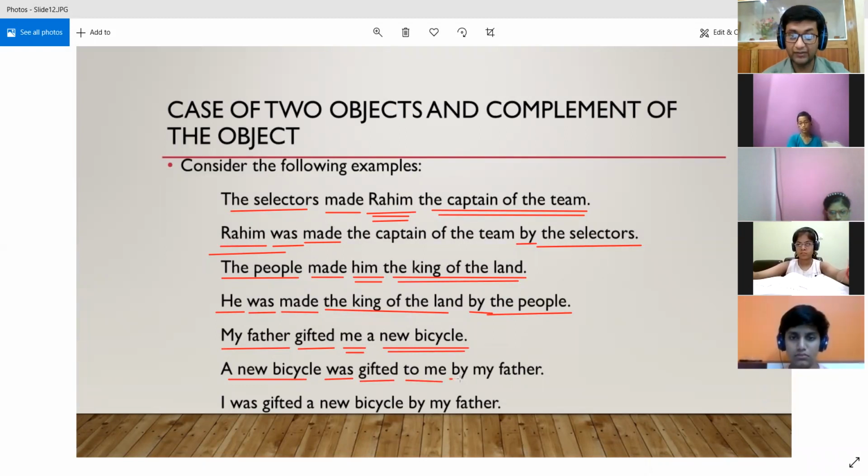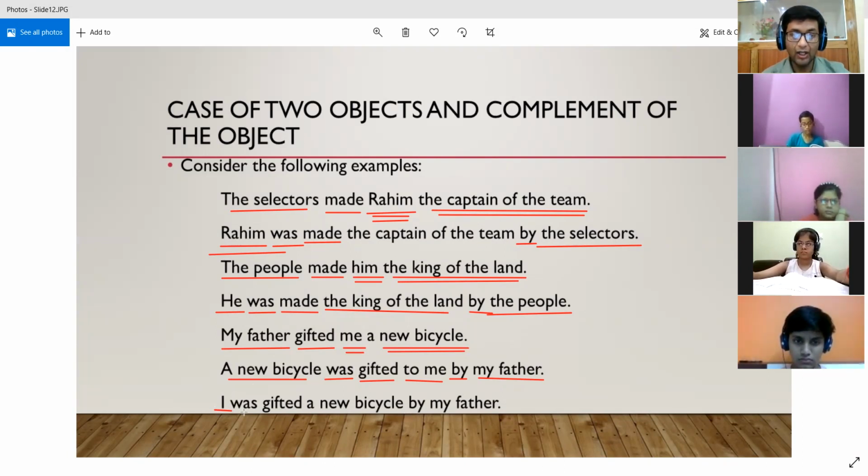So now I have placed by the preposition and my father, that was the subject, has been placed at the end as the object in the passive voice. Now, what can I also do? Instead of choosing new bicycle as my subject, I can also choose me, as me is also an object in the active voice. So if I use I, because me will automatically change into I in the subject's place, what can I write? I was gifted a new bicycle by my father.